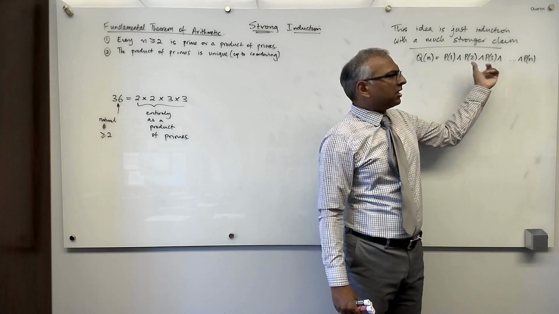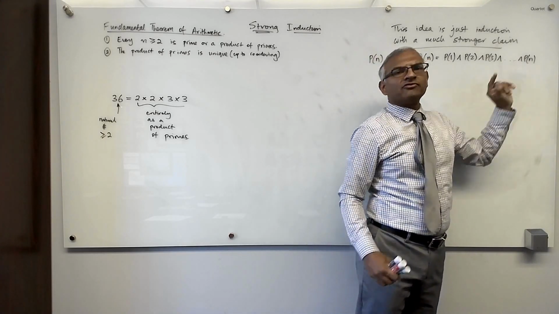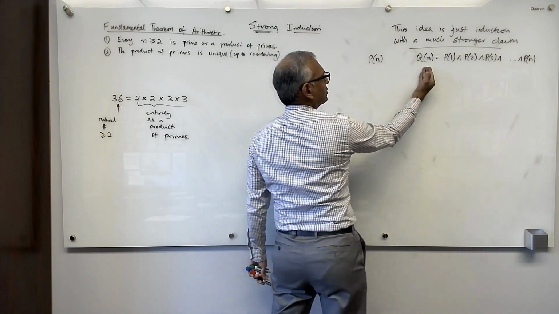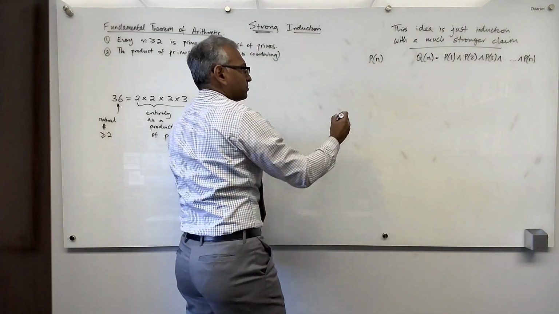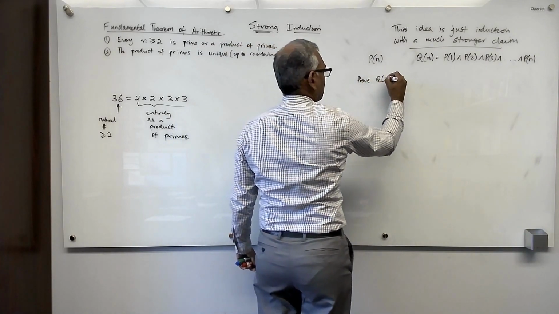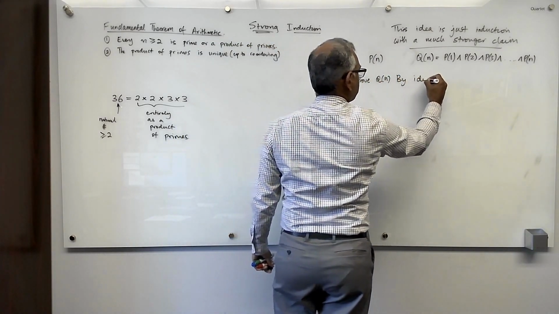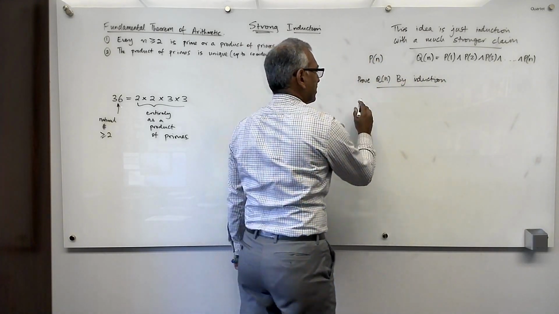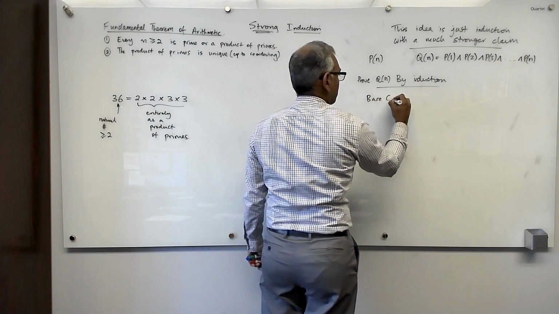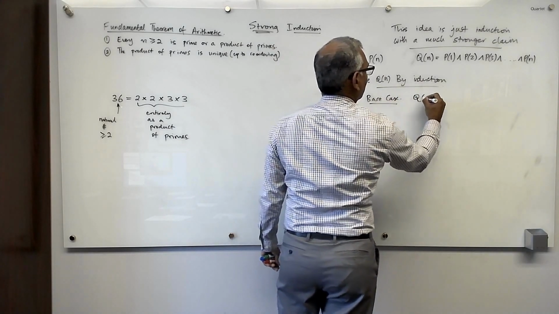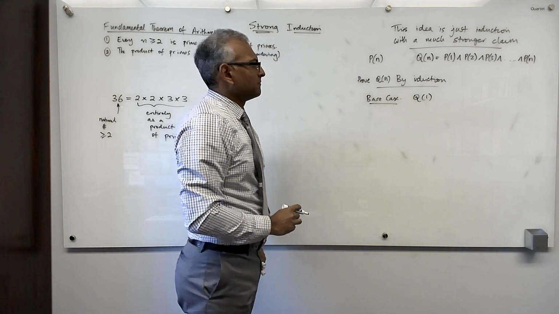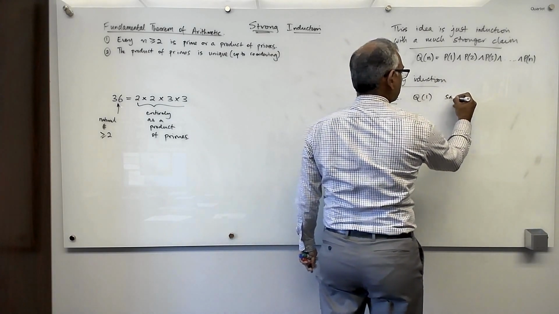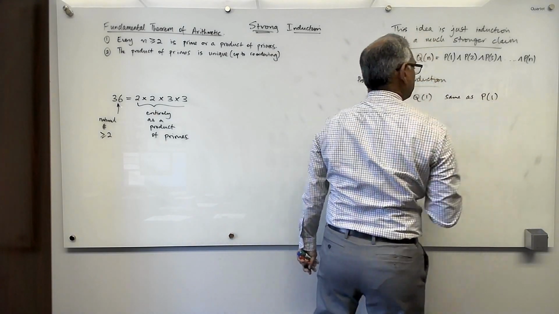Okay. Now, let's see how we would prove Q of n by induction. So, if I prove Q of n by induction, I've certainly proved P of n, because Q of n is much stronger than P of n. So, prove Q of n by induction. Okay. How do I prove Q of n by induction? I need to have a base case. Base case: Q of 1. Okay. Which is just the claim P of 1, same as P of 1.